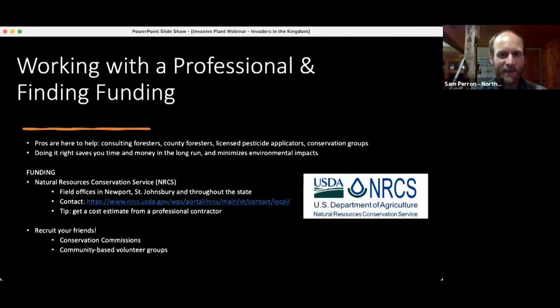Along those lines, county foresters, many of you, especially if you're in the current use program, probably interact with your county foresters. They're going to be able to point you toward folks who can help you out with those invasive plant problems. And again, they probably have experience with this as well.